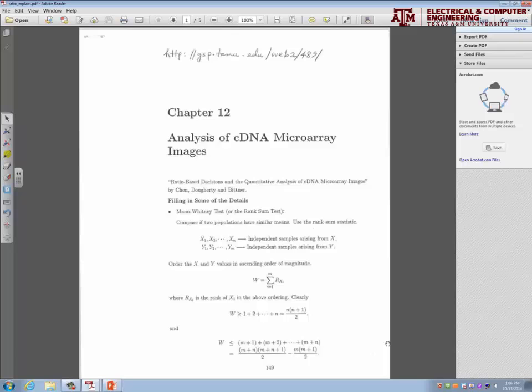So in that case, the minimum value of this statistic will be when all the X's occur before any of the Y's. And in that case, if you sum up the ranks of the individual X's, you will get 1 plus 2 all the way up to n, and you know that this is n times n plus 1 over 2. That's the minimum value.